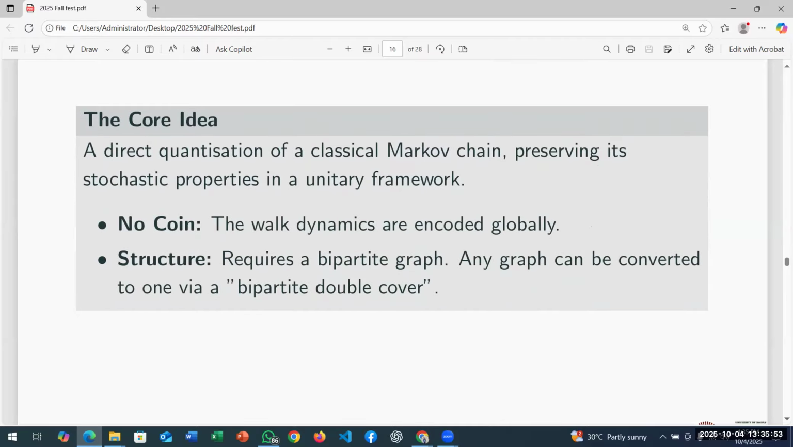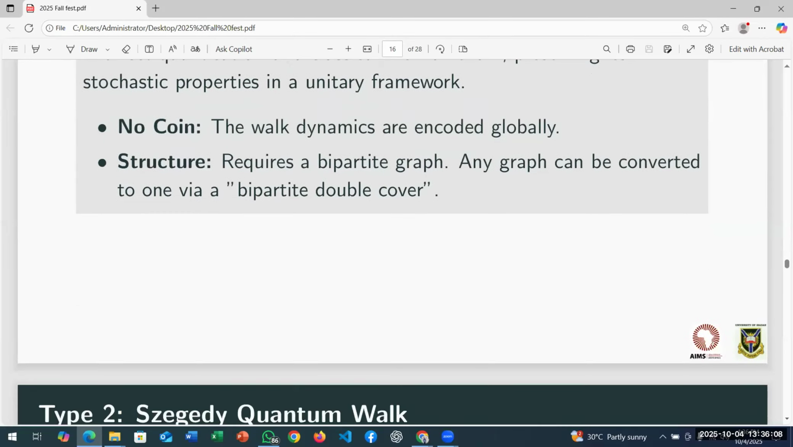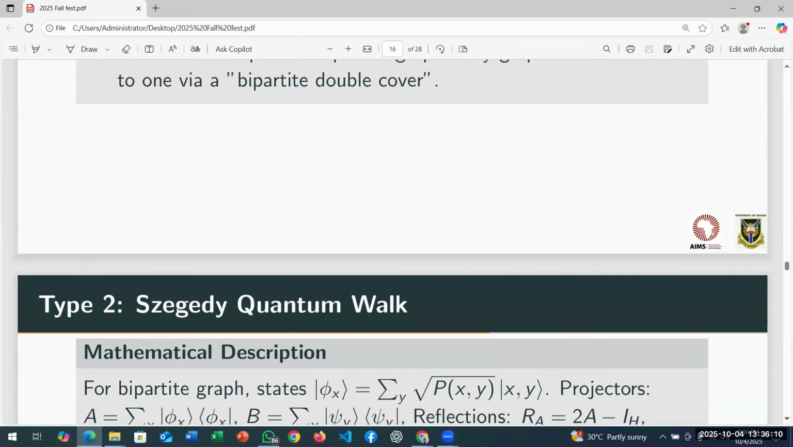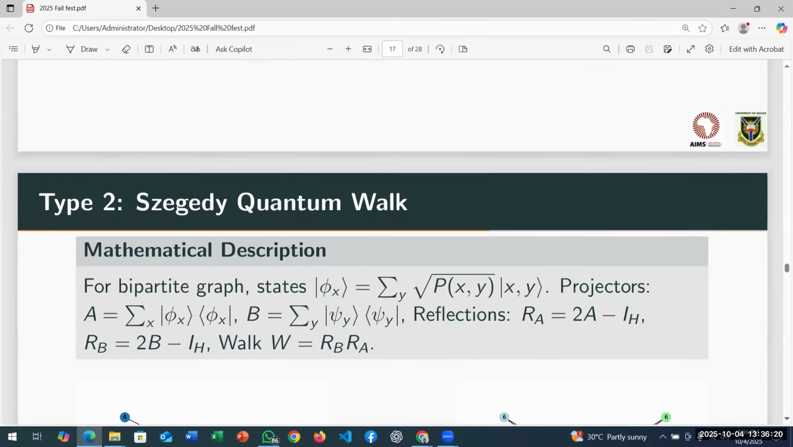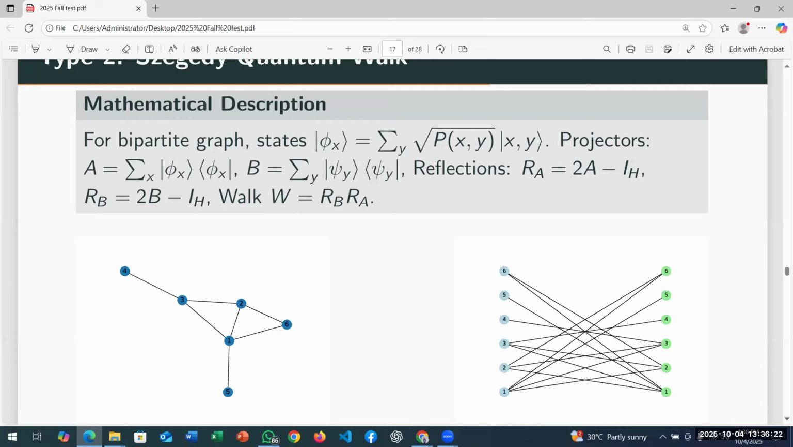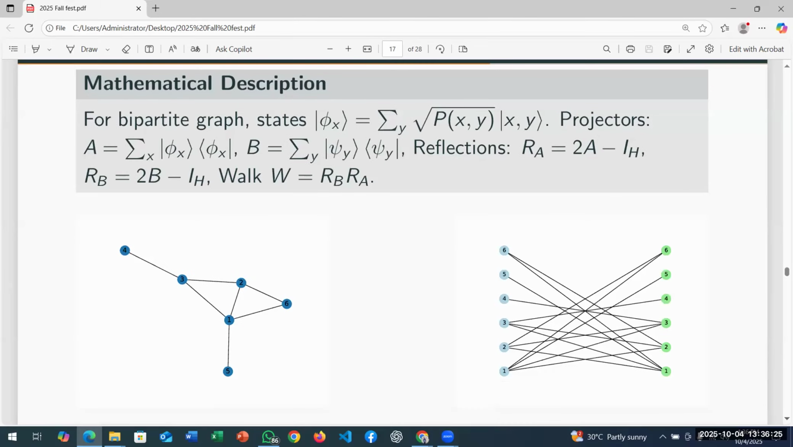So here we don't need a coin. You don't need a coin to tell us the direction that we need to go. Here, Szegedy made use of a bipartite graph. In that paper, he said that when I have a regular graph, I can make a bipartite double cover from that graph. You will see it later. This is the whole mathematical description of what Szegedy is all about.